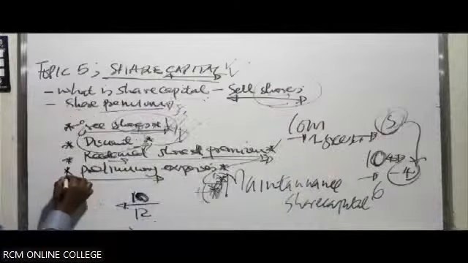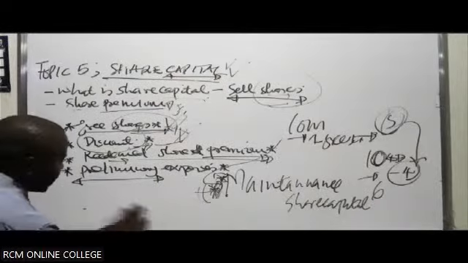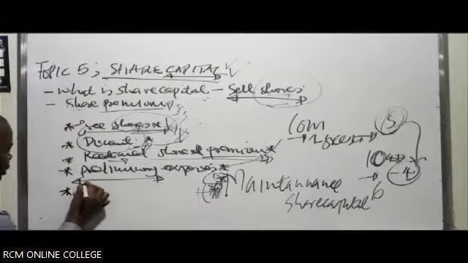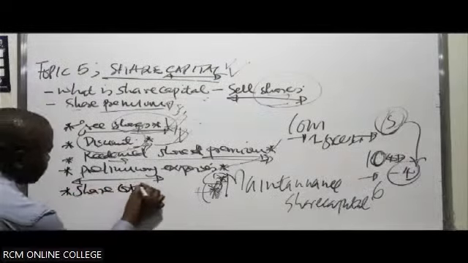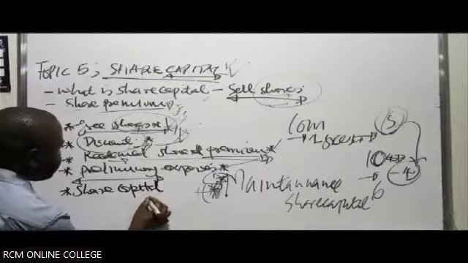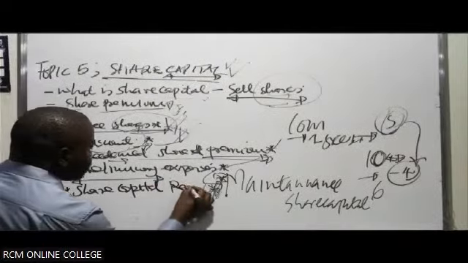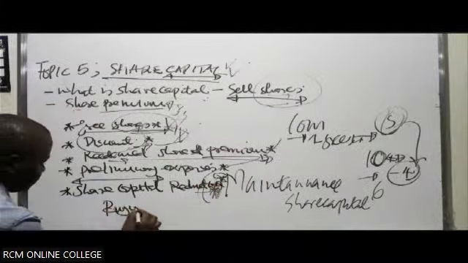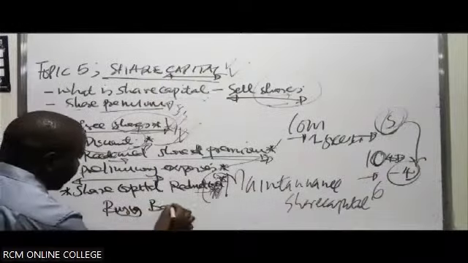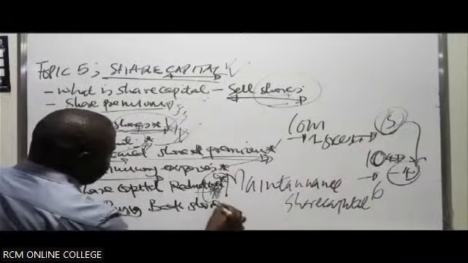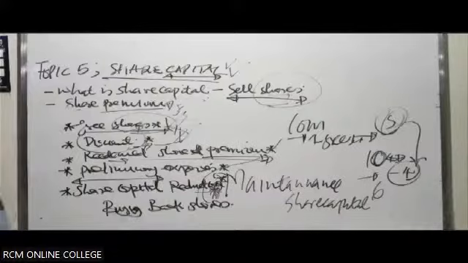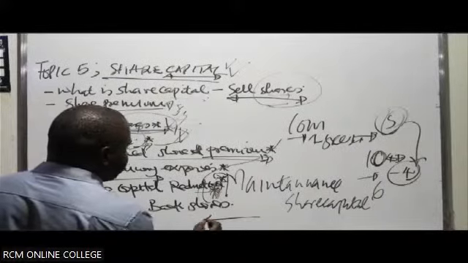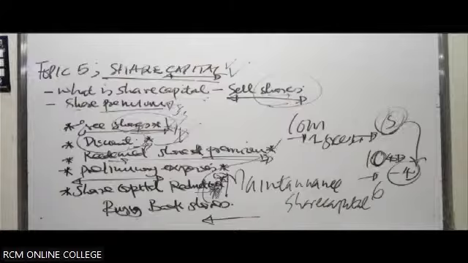Also, we are doing what we call share capital reduction. Part of the approach you can use to do share capital reduction, and we will look at this later on, is buying back shares. You buy back your shares. So you had been given some amount by the shareholders, but now you want to reduce the capital. How do you reduce it? You tell them that you relinquish your shareholding, and I give you back your money.